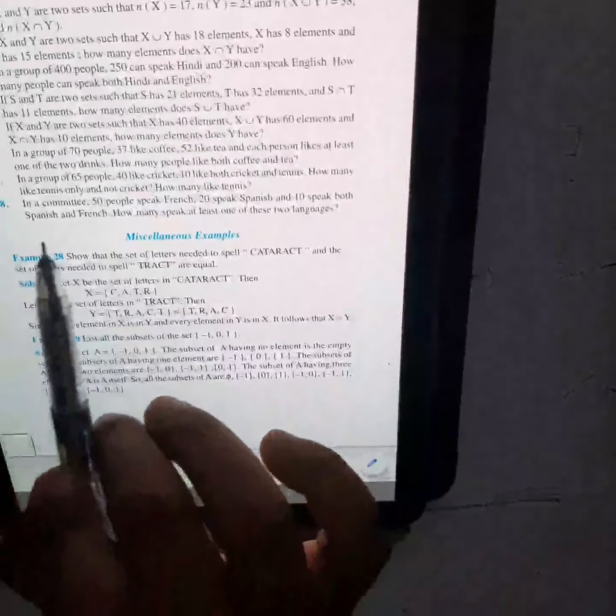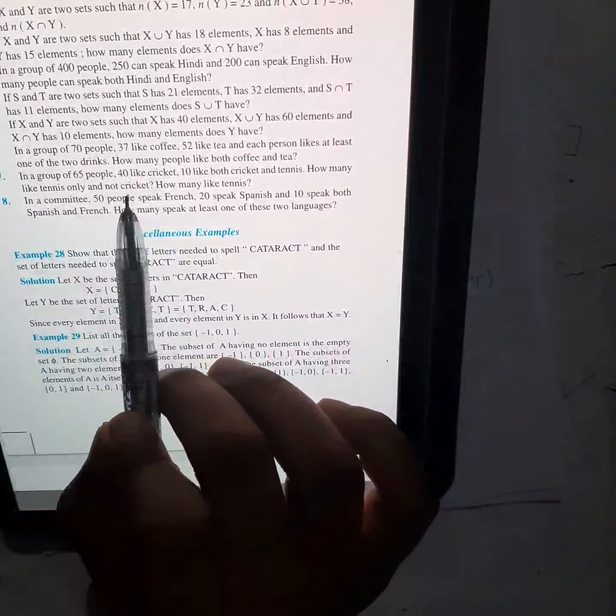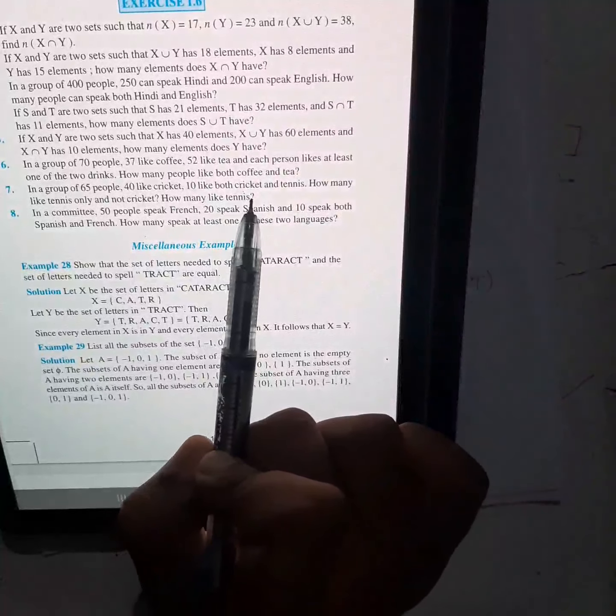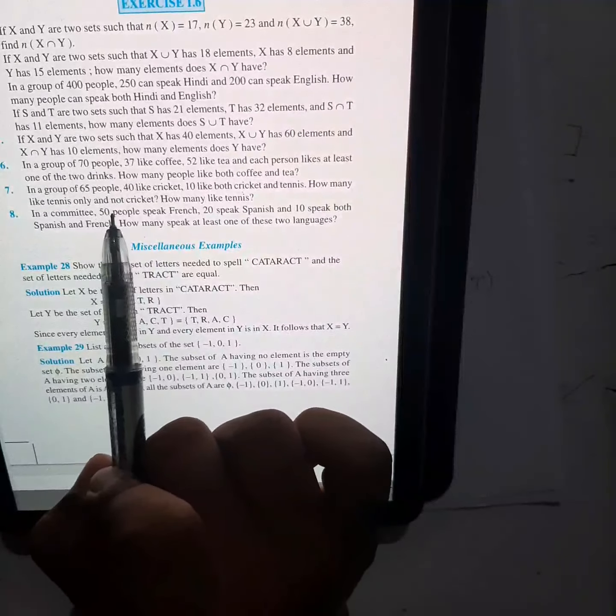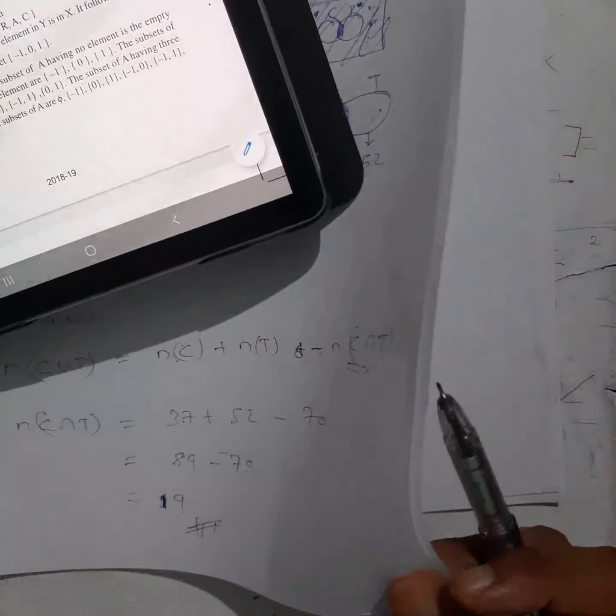Number 7. In a group of 65 people, so there are how many people? 65. 40 like cricket, 10 like both cricket and tennis. How many like tennis only and not cricket? Very interesting question. Now this kind of question always goes with a Venn diagram only. Okay, a Venn diagram makes it very easy to solve the problem. You see how. So they have said there are how many people? 65 people. Out of that, 40 like cricket.